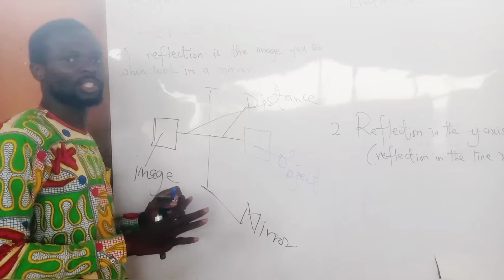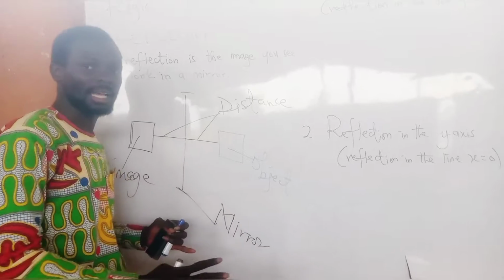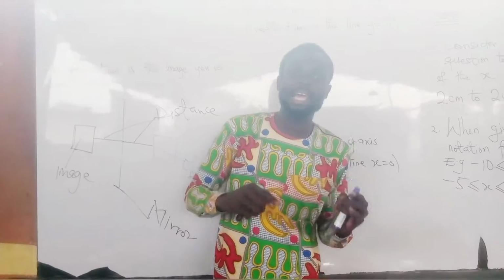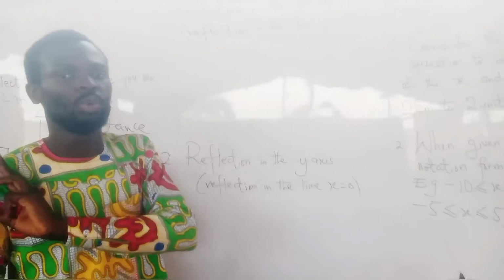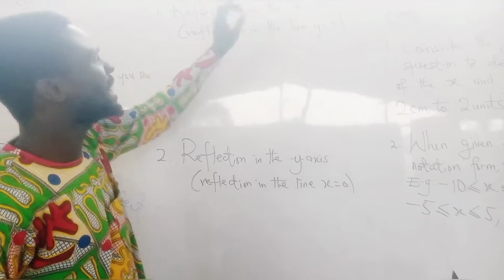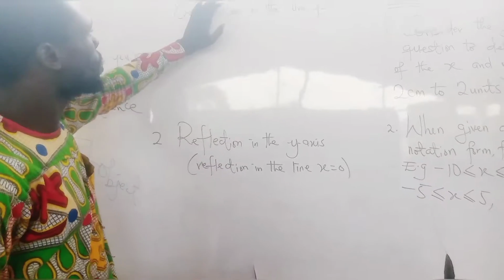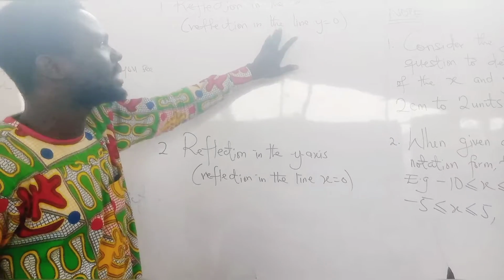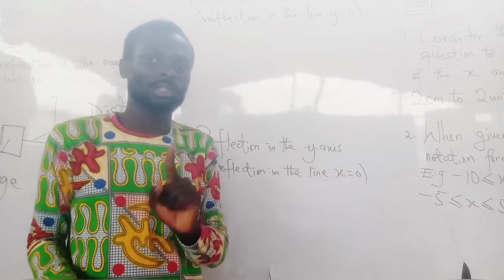Now, when it comes to reflection, we have four types of reflection. We have reflection in the x-axis, reflection in the y-axis, reflection also in the line x = k and y = k. But today we are going to look at the main two. We are going to look at reflection in the x-axis and reflection in the y-axis. Now, reflection in the x-axis is the same as reflection in the line y = 0.